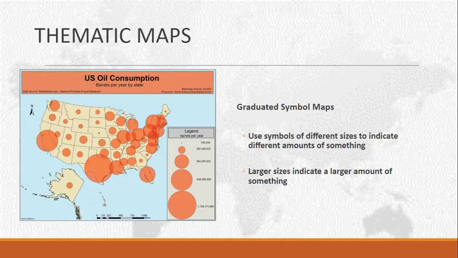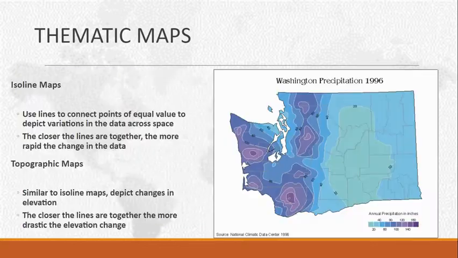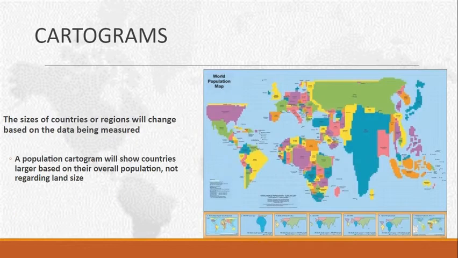But we created some of these maps on ArcGIS, and that's pretty simple to do. And then isoline maps and topographic maps are sometimes similar, but this is a map where lines of similar value are used. So this is a precipitation map, but also a topographic map that shows elevation is going to be another example of an isoline map.